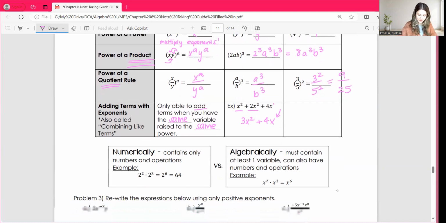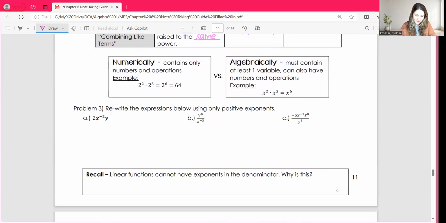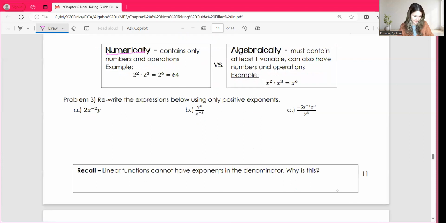Okay, so we're going to just have a little bit more to talk about here. Numerically contains only numbers and operations. So we can look at expressions just with numbers. That's numerically. Notice we've just got 2 squared times 2 cubed, or algebraically has numbers and variables. X squared times x cubed is going to give me x to the 6th. Just something to think about.